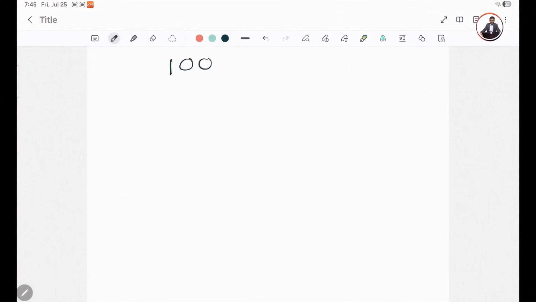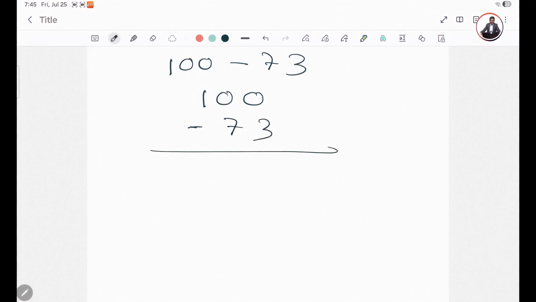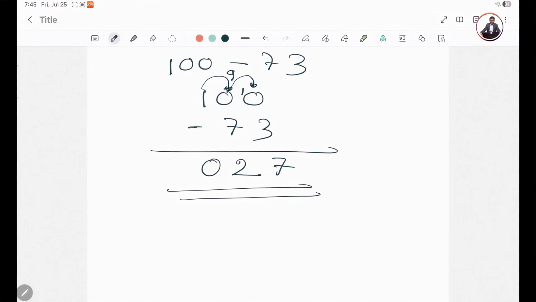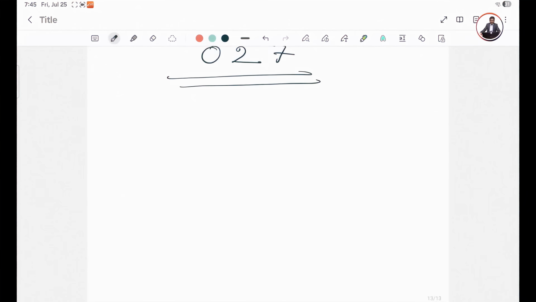Again, one more example. 100 take away 73. So write 100 here, take away 73 here, and 0 take away 3, you can't do that. So you take 1 here, and here it becomes 10. And then you take 1 again here, and this becomes 10 now. And 10 take away 3 is 7. And now here is 9. So 9 take away 7 is 2. And then here becomes 0. So the answer is 27.